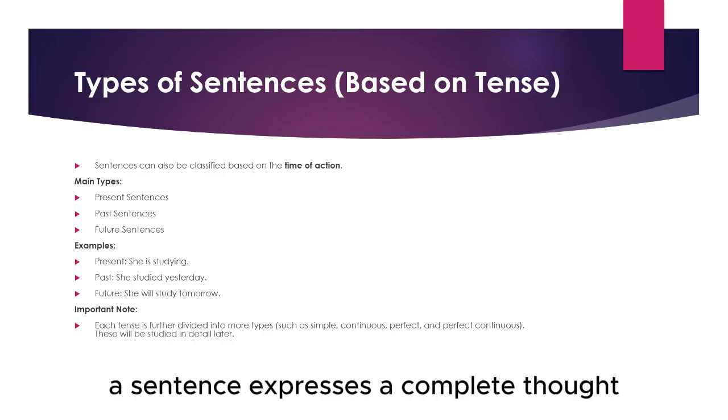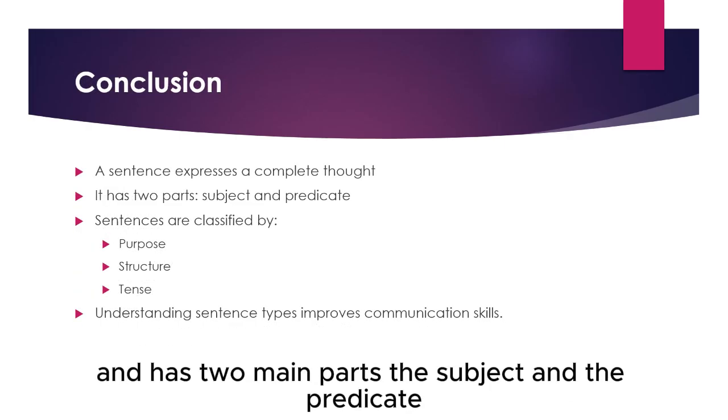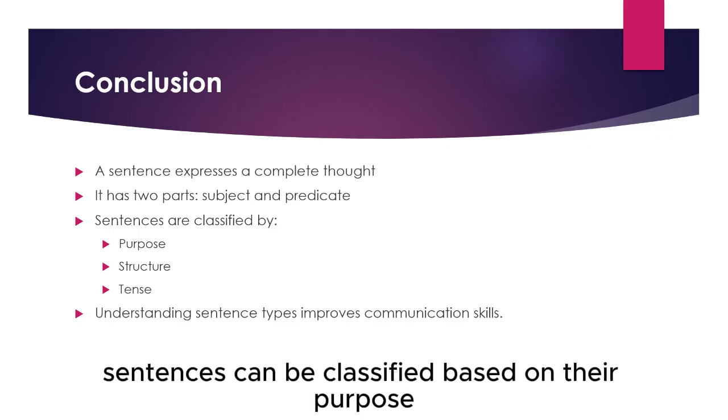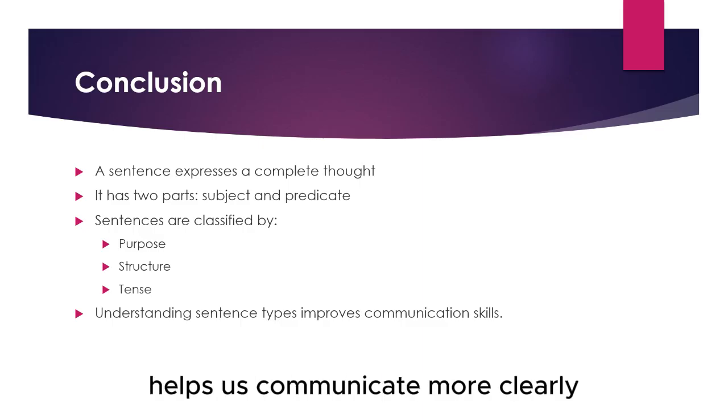To conclude, a sentence expresses a complete thought and has two main parts, the subject and the predicate. Sentences can be classified based on their purpose, their structure, and their tense. Understanding these types helps us communicate more clearly and effectively.